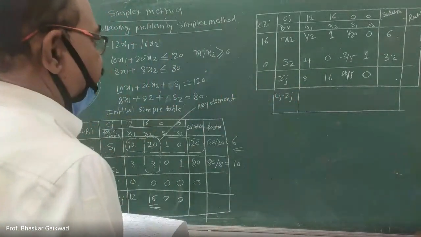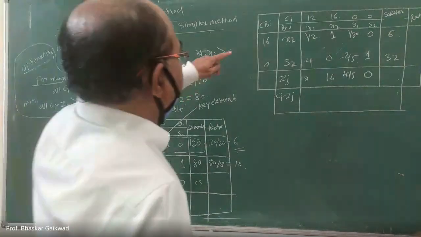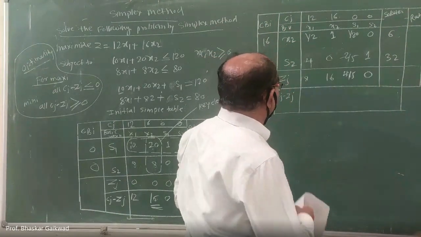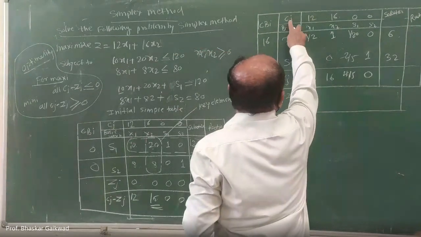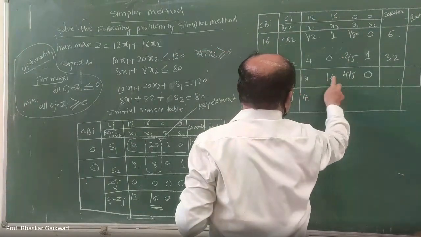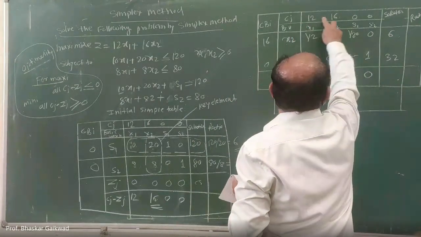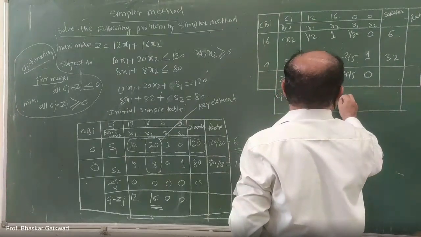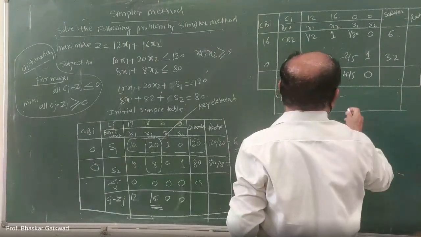Now Cj minus Zj. What is Cj here? 12. What is Zj? 8. 60, 60, that Cj 0 minus Zj minus 1.0.